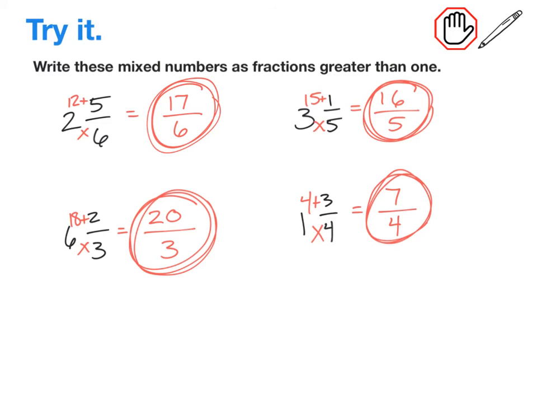Okay, it's time for you to compare your answers to these answers. Correct any errors or mistakes that you made. 2 and 5/6 written as a fraction greater than 1 is 17/6. 3 and 1/5 is the same thing as 16/5. 6 and 2/3 is the same thing as 20/3. And 1 and 3/4 is the same thing as 7/4. So just to review, first you multiply the whole number by the denominator, add that number to the numerator, then you keep the same denominator.